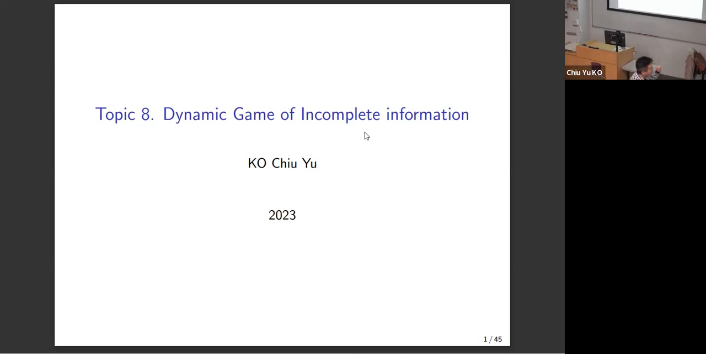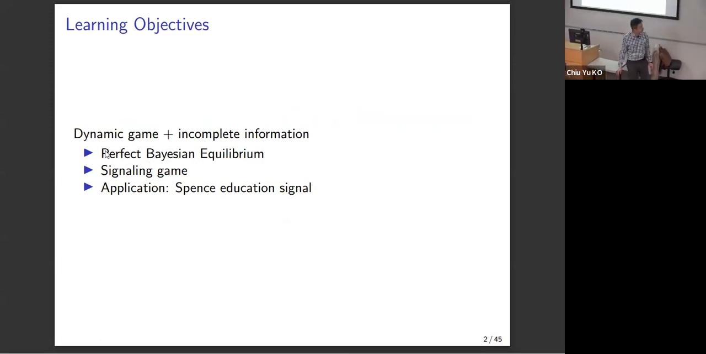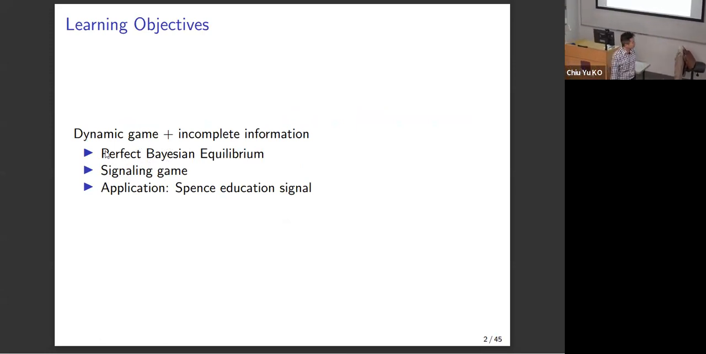Okay? And one more complicated thing that is very important is what we call the solution concept, the perfect Bayesian equilibrium. It's simply the subgame perfect plus Bayesian Nash. Later you will see. Okay, but we will study these three concepts.